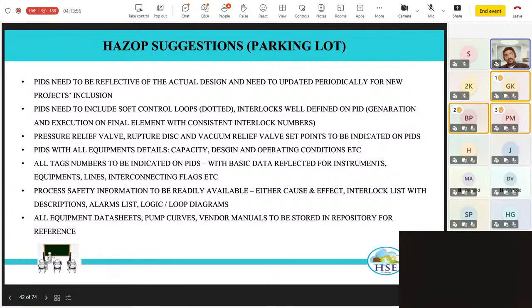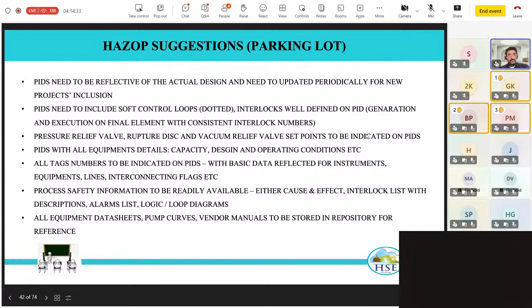So basically, the latest PNID, which is reflective of all the considerations, should be used based on the changes and other things. Then the PNID needs to include self-control loops, dotted lines. These are not indicated many times. Then interlocks should be well defined. Basically, you have those diamond symbols, or your star boxes, and other things. And execution of the final element with consistent interlock numbers. Interlock numbers are very important. Wherever an interlock is generated, that same interlock number should be acting on the corresponding final element. Only then does that define a correct loop, not just for the HAZOP but for automation also.